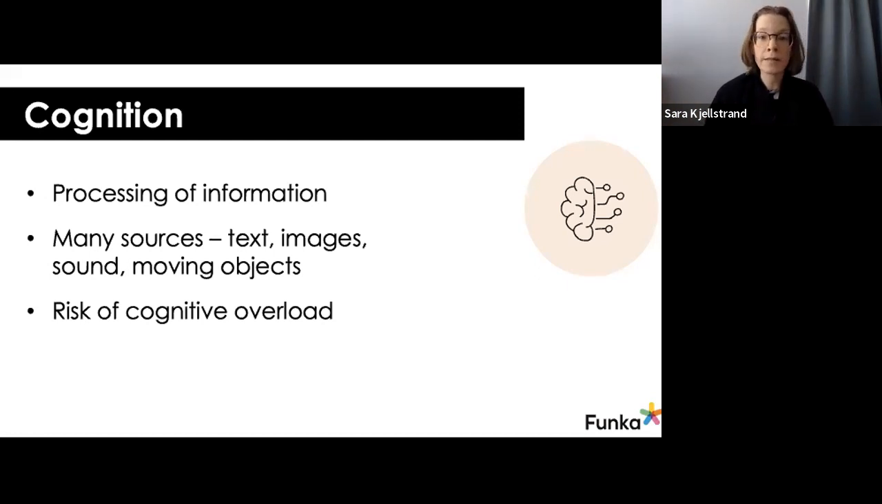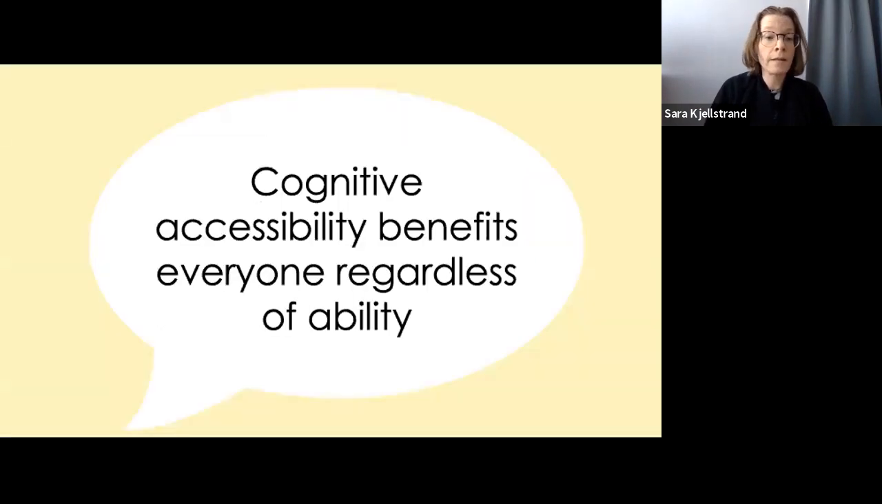And if there are many things happening at the same time, it gets more difficult to sort out and make the decision about what needs to be done, if anything. And then there's a risk of cognitive overload. And this risk is something that we all have, regardless of whether we have a cognitive impairment or not. So this is why we always say that cognitive accessibility benefits everyone, regardless of ability.